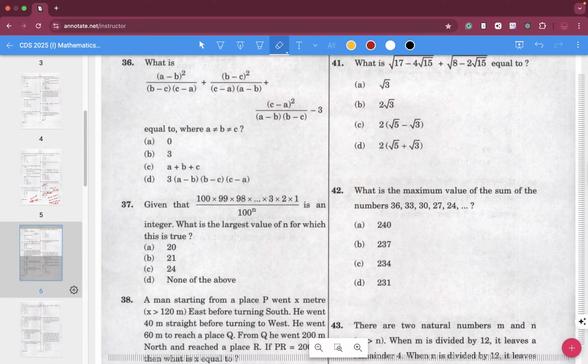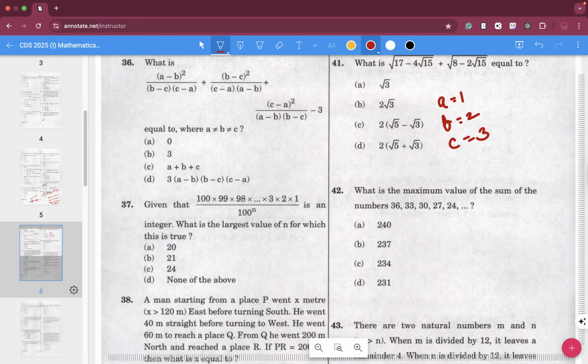How can we solve this? What is the value of (a minus b) whole square divided by (b minus c) into (c minus a), plus (b minus c) whole square divided by (c minus a) into (a minus b), plus (c minus a) whole square divided by (a minus b) into (b minus c), minus 3, is equal to what? They are given, wherein a, b, c are not equal. If a, b, c are not equal, can we still take a equal to 1? If I am taking a equal to 1, b equal to 2 and c equal to 3, is there any harm in taking those values?